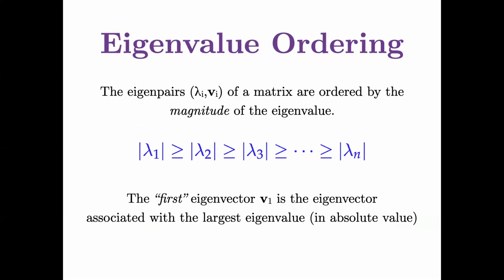The next thing we'll want to be aware of is the ordering of eigenvalues. The eigenpairs, lambda i and v_i, of a matrix are always ordered by the magnitude of the eigenvalue. And when we talk about magnitude, again, that's an absolute value. So the first eigenvector, v1, is the eigenvector associated with the largest eigenvalue in absolute value.